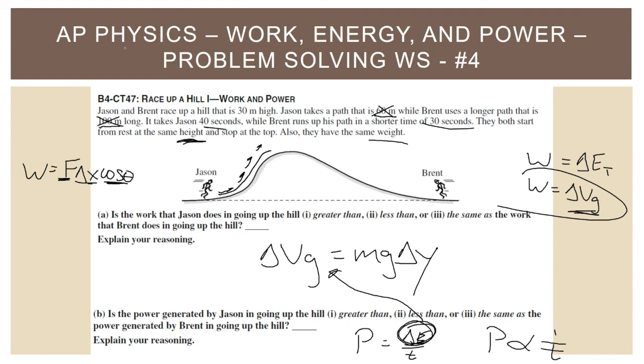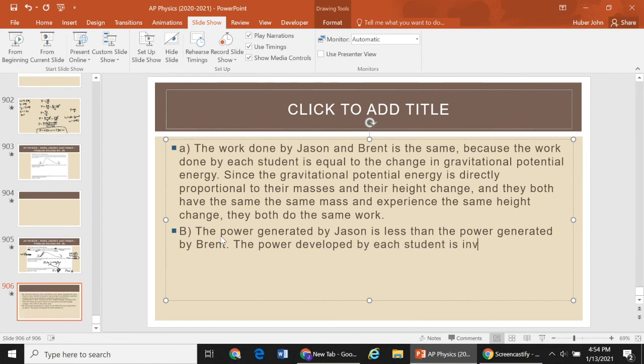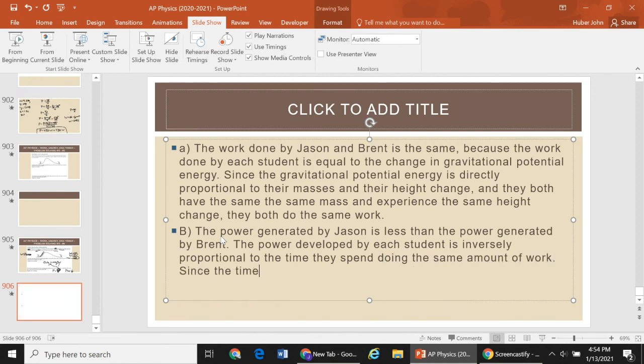And so we'll write here for our answer, the power generated by Jason is less than the power generated by Brent. The power developed by each student is inversely proportional to the time they spend doing the same amount of work. Since the time taken by Jason is larger, the power developed by Jason is less.